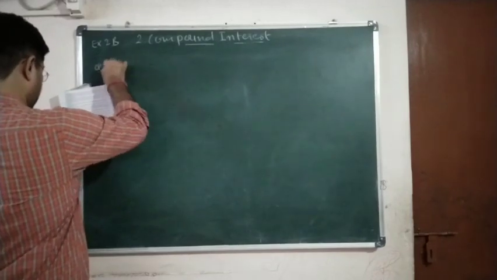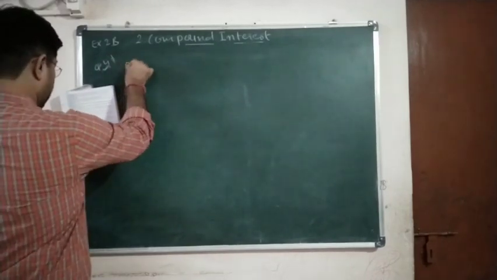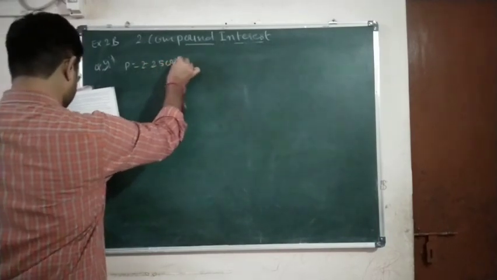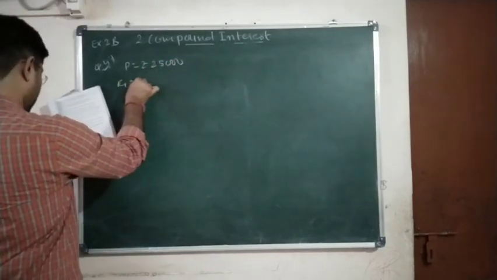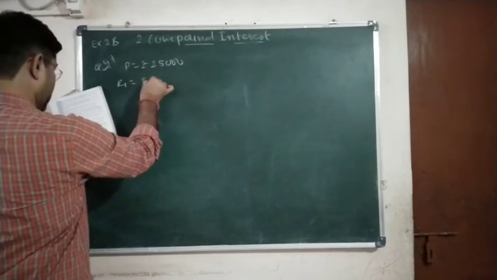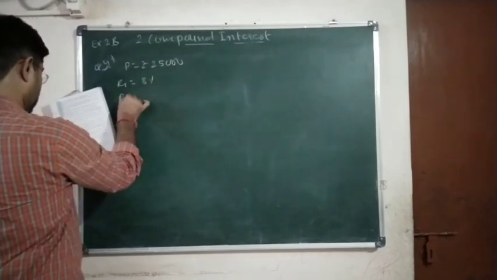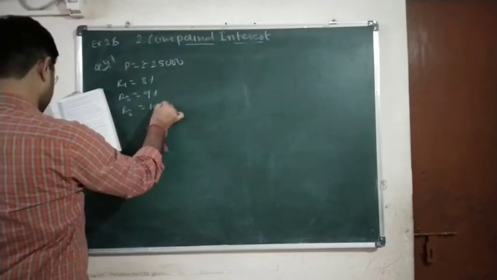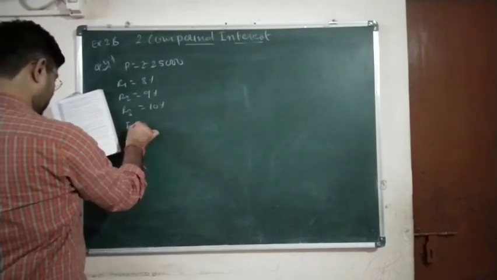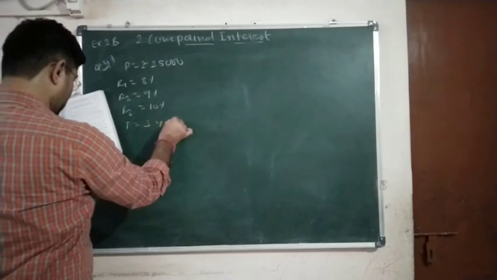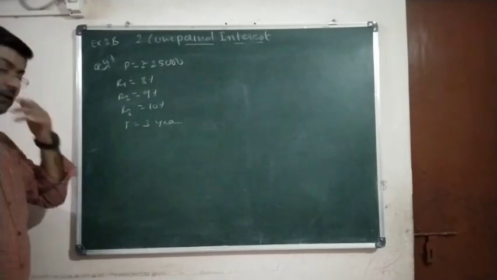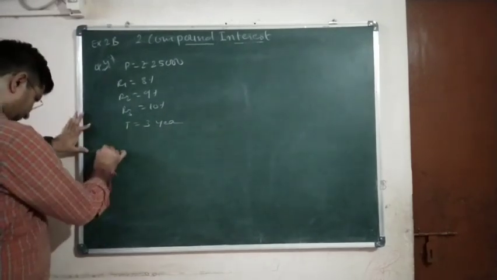Okay, question number 4. Principal is given to be rupees 25,000. R1 is 8%, R2 is 9% and R3 is 10%. Obviously time is 3 years. 3 different rates for 3 different years are given. Let us put the formula in.